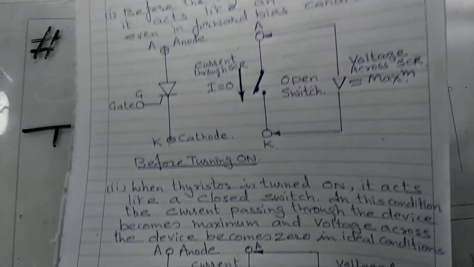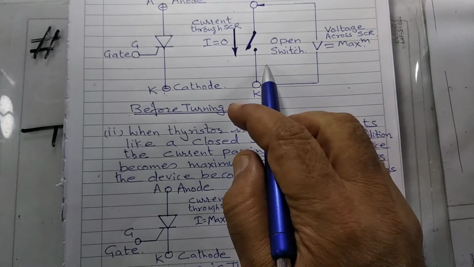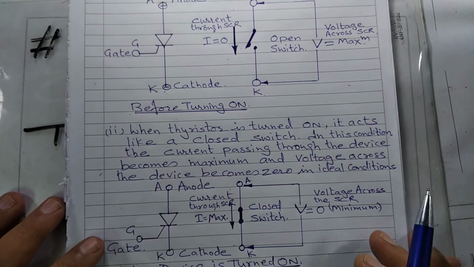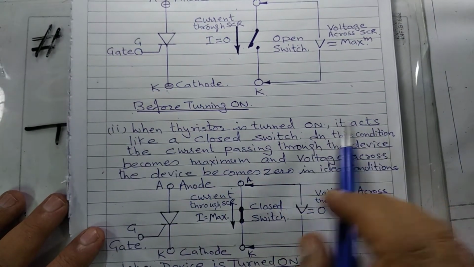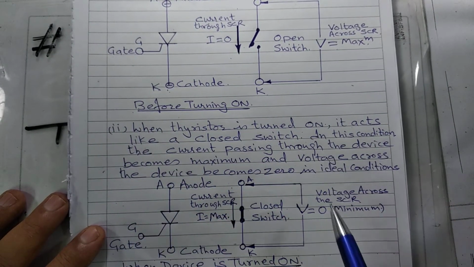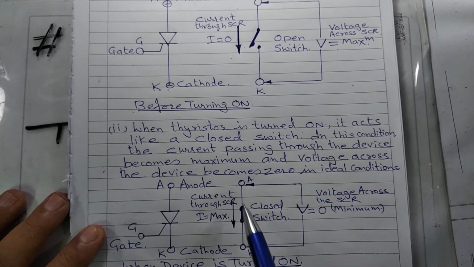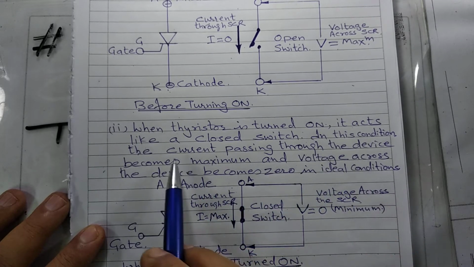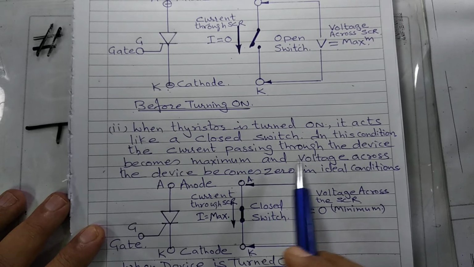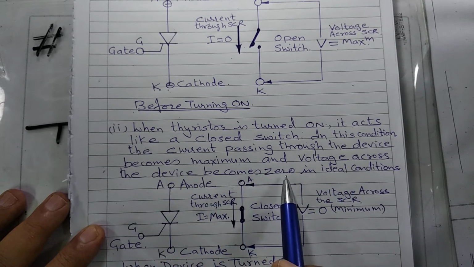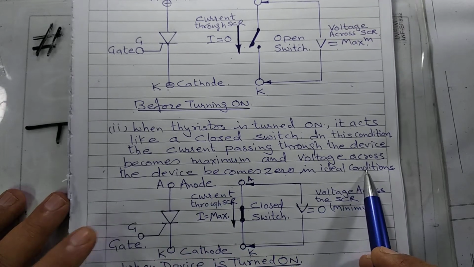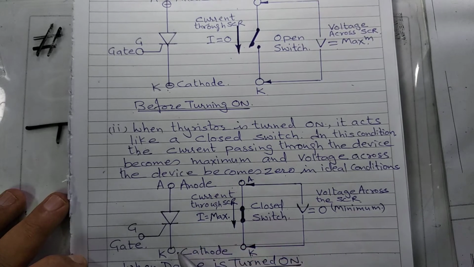Now, before turning on, this was the condition. Now, when thyristor is turned on, it acts like a closed switch. In this condition, the current passing through the device becomes maximum and the voltage across the device becomes 0 in ideal conditions.